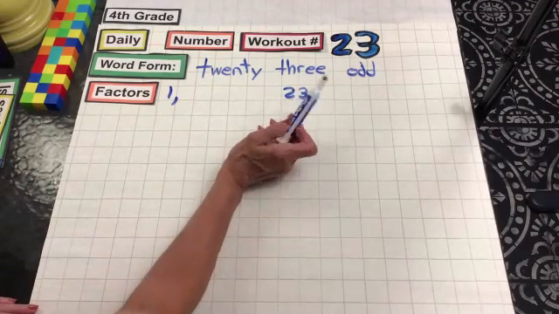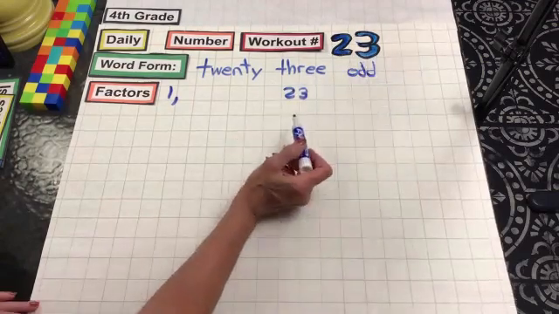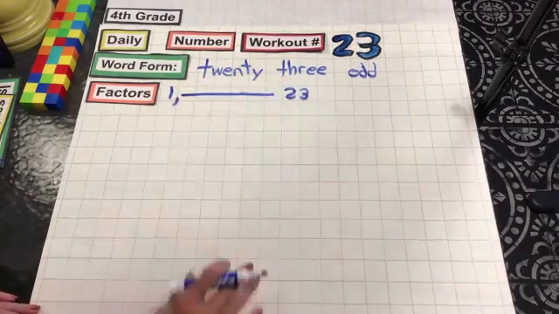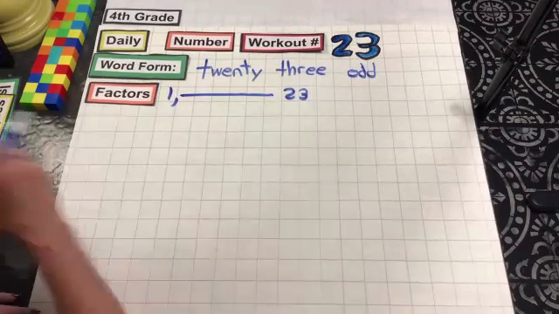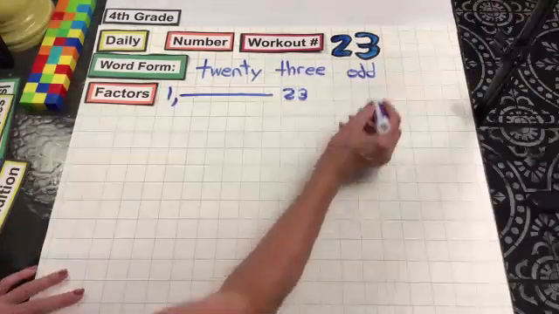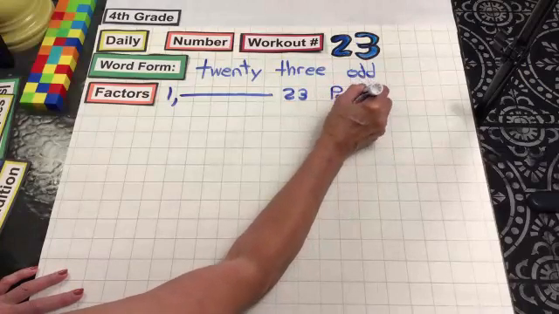8 doesn't go in. 9 doesn't go in because 2 plus 3 is 5. 10 doesn't go in. Nothing else goes in between. FYI. So let's move on. And since only 1 and itself are the factors, it is prime.